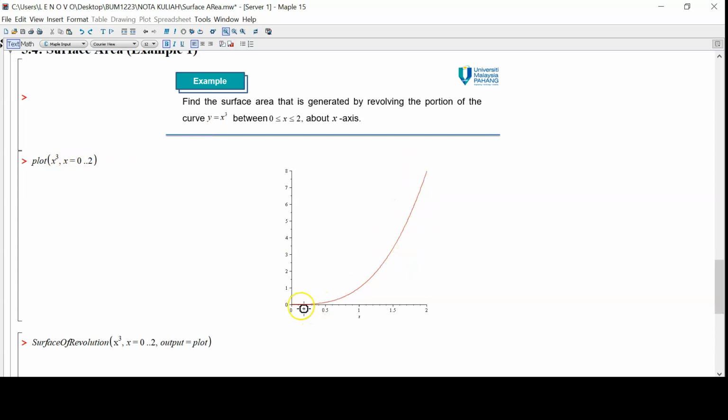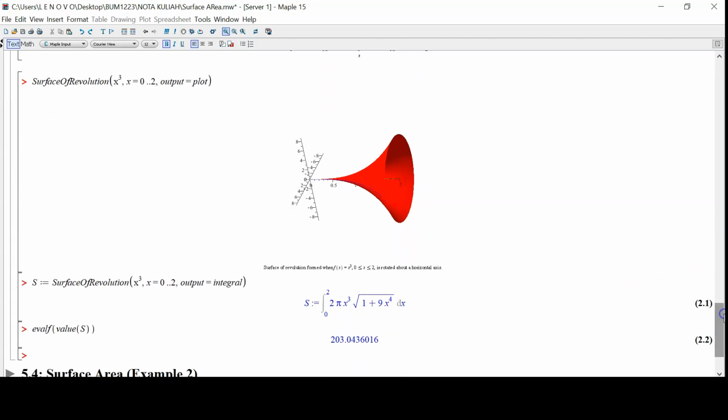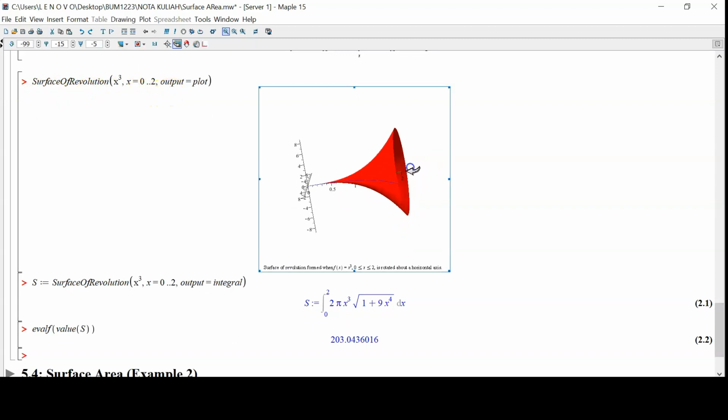So this is our curve considering 0 to 2, okay, and then if we revolve about the x-axis by using Maple, I use the surface of revolution here. So if I plot, this is actually what you will have. This is the object that we actually have, okay. All right. So if in 3D, I can show you.